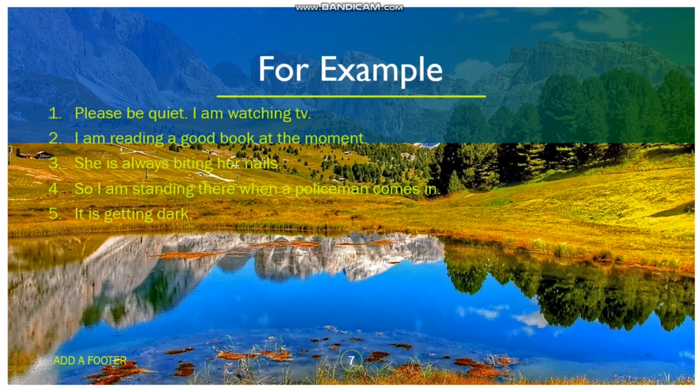The last use is to refer to a regular action around a point of time. The sixth example is: he is usually working at this time. Actually, someone doesn't know whether he is doing his work or not, but by looking at the watch, we can predict that he is usually working at this time. So student, this is all about the uses of present continuous tense, and our lecture is completed. Lecture number 2 is completed.